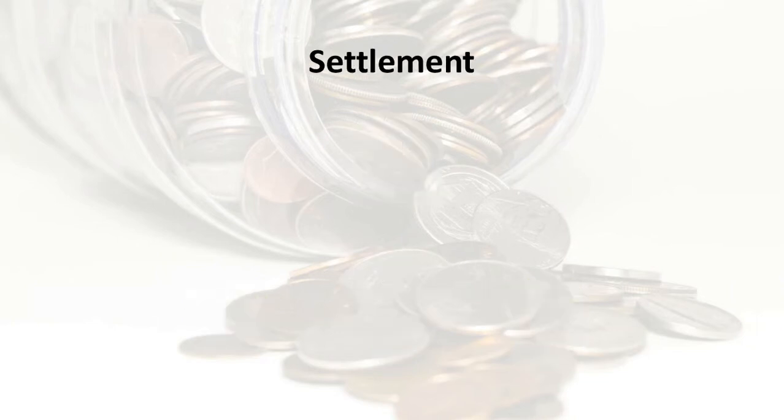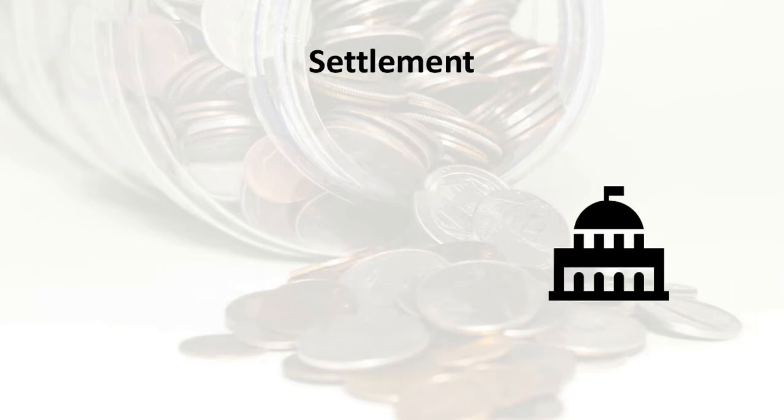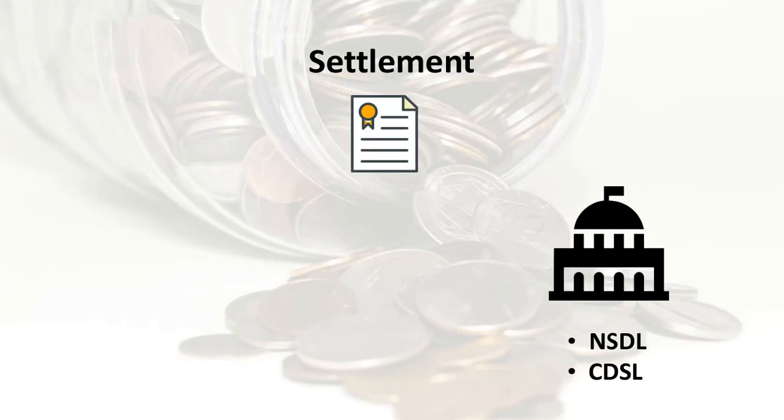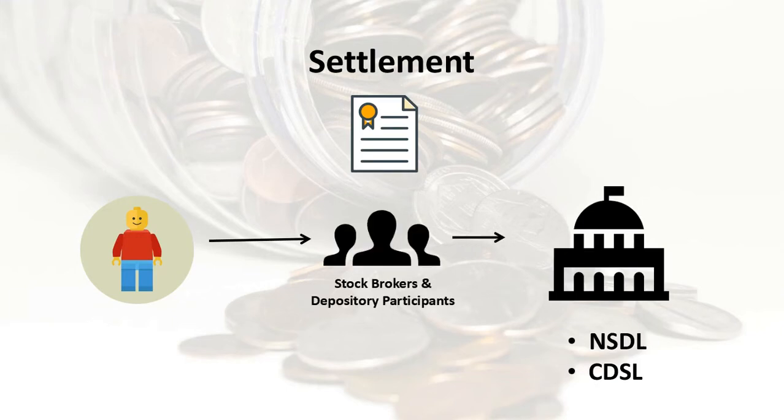In this entire process, there is another important intermediary known as the depository. A depository is an institution that holds and facilitates the exchanges of securities. In India, the two depositories are the National Securities Depository Limited (NSDL) and the Central Depository Services Limited (CDSL). In order to trade in the secondary market, the security should be held in electronic form by the investors. DPs, or depository participants, usually your brokerage firm, act as intermediaries between the depository and the investor.